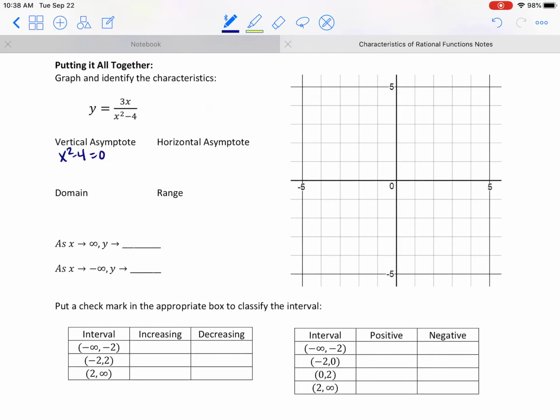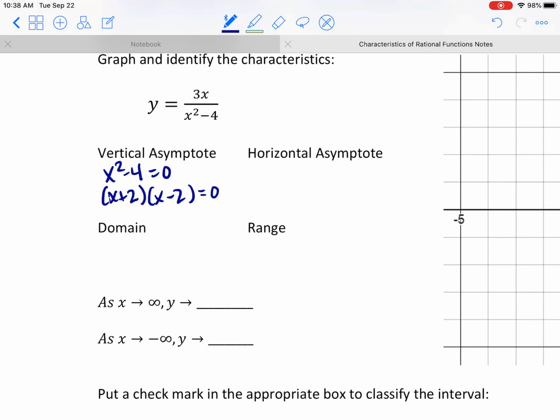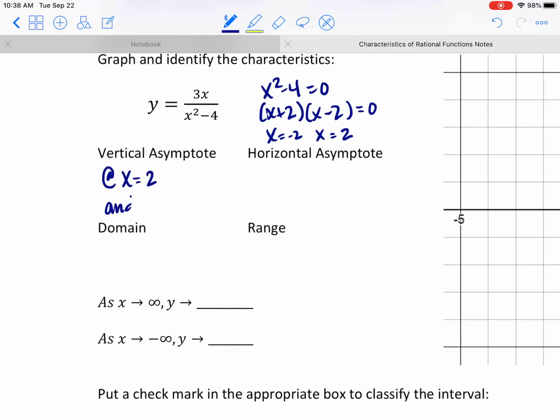Okay, so vertical asymptotes. What's going to make this denominator x squared minus 4 equal 0? Well, this factors into x plus 2 and x minus 2. So we know that we're going to have a vertical asymptote at 2 and negative 2. So at negative 2 and at positive 2, we're making the denominator equal 0. Those are technically the x values that we can't be. So we're going to have a vertical asymptote at x equals 2 and x equals negative 2.